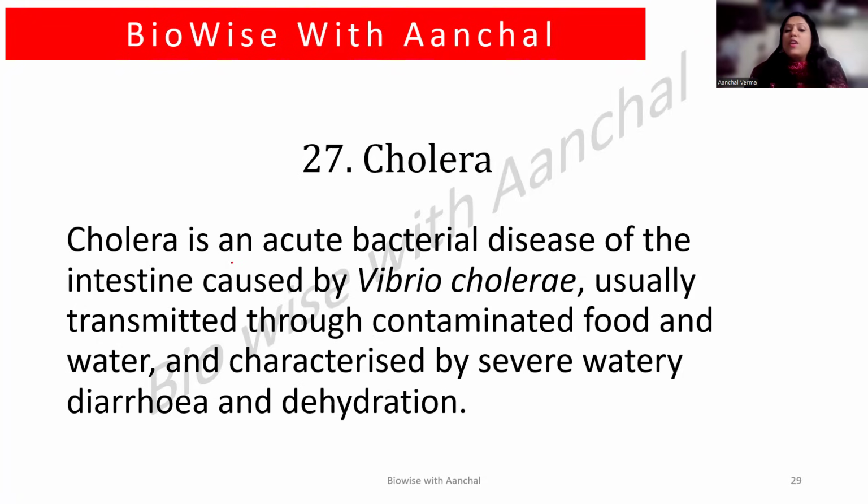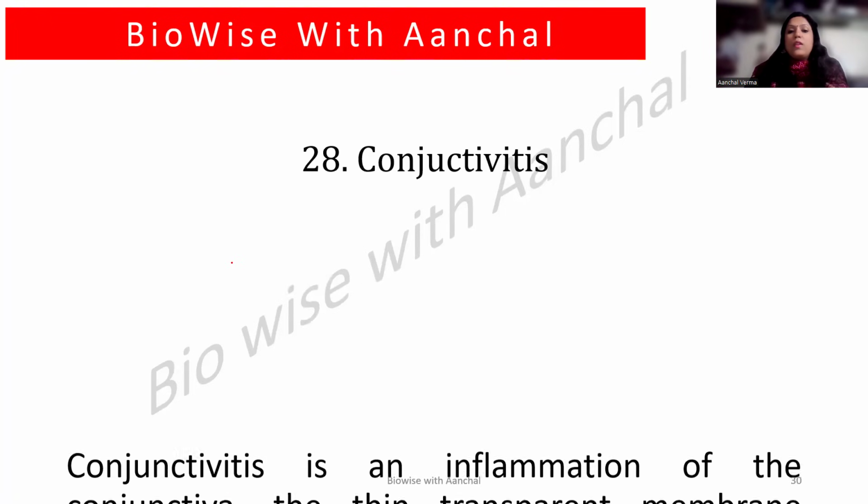So cholera is an acute bacterial disease of the intestine caused by Vibrio cholerae, usually transmitted through contaminated food and water, characterized by severe watery diarrhea and dehydration. Severe dehydration, no urination, so urea level will increase, causing uremia. Write it down, you keep a note of it, okay? Uremia. Next one is conjunctivitis.